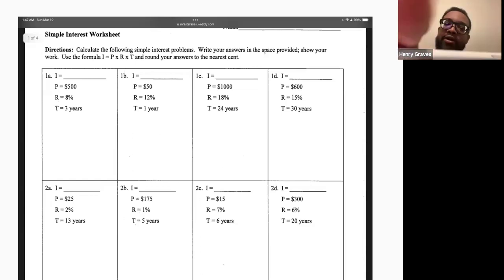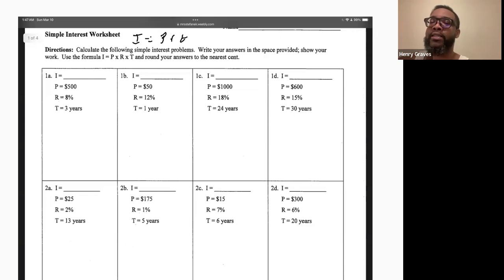So the formula you're going to use, I'm going to write it up here on the top. Hopefully this shows up if I write it. No, it's too light. Let me do the second one. There we go. So the formula you're going to use is I equals PRT, where P is the principal, R is the rate, and T is the time.